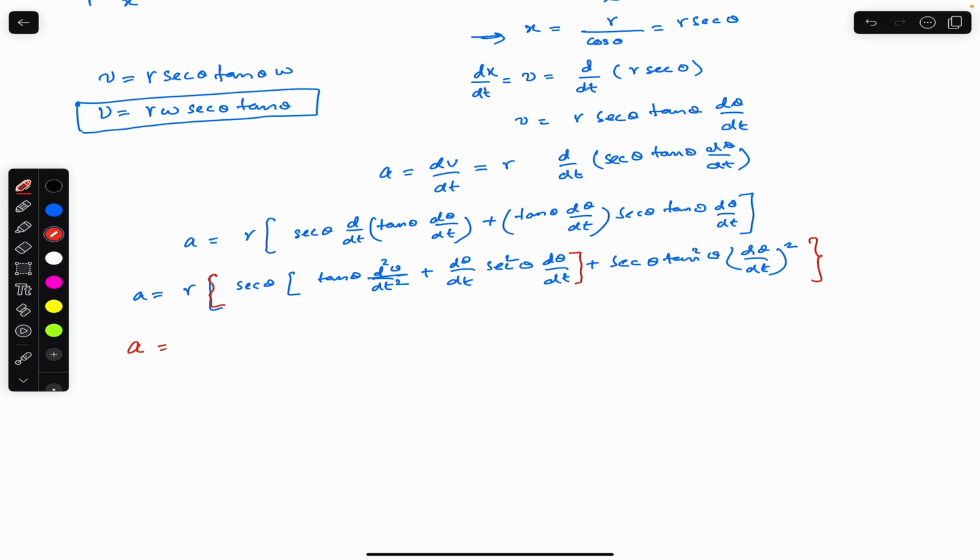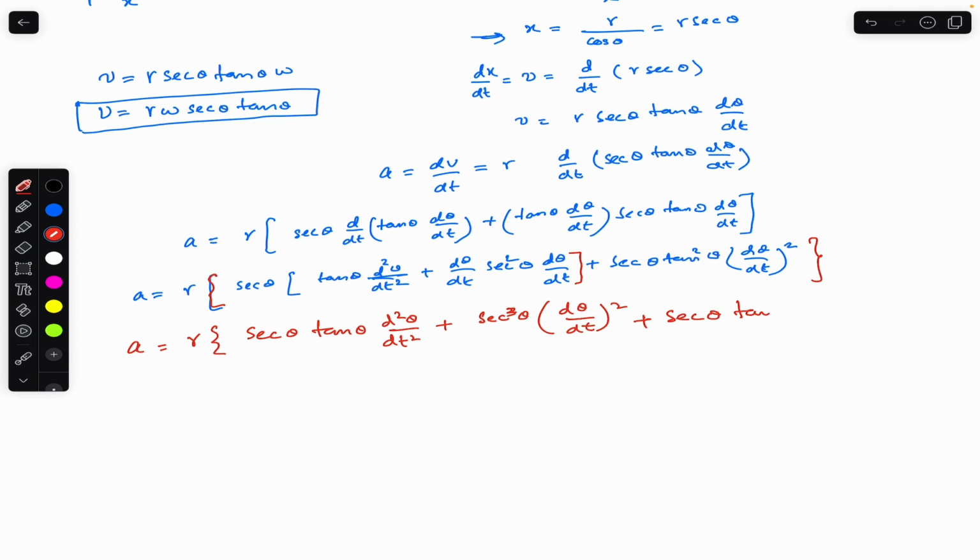The acceleration is r, and if we multiply this inside, this will be secant theta tan theta d square theta by dt square, and this will become d theta by dt into d theta by dt. So this will become secant square theta, and this will become d theta by dt square. And similarly, here we need to multiply this secant theta as well, right? So this is secant theta into this, and then secant into this. So this will become secant cube theta, so secant to the power 3, and here we have plus secant theta tan square theta, and this is d theta by dt square.